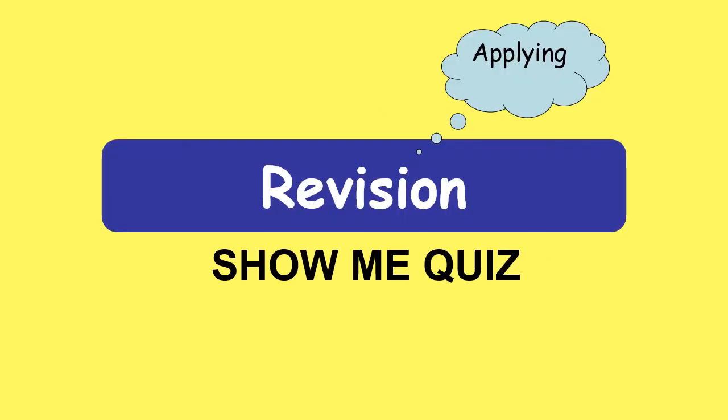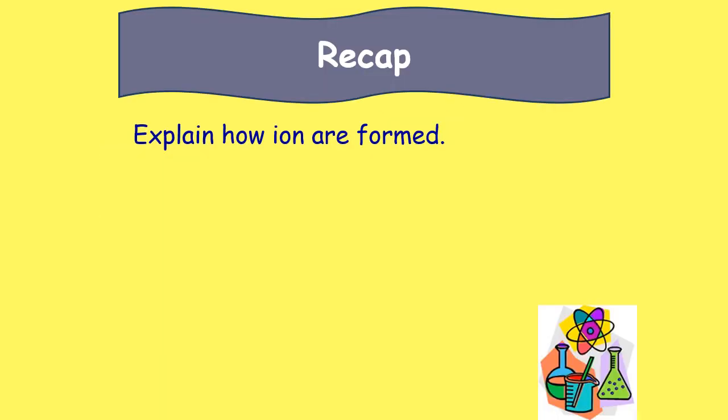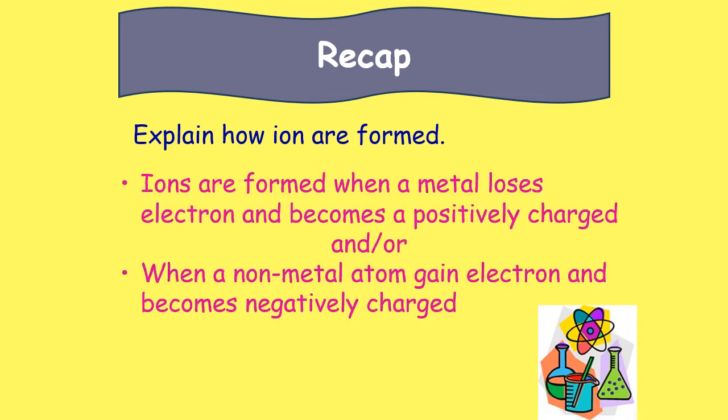So now we've got some revision questions. How are ions formed? What is it that has to happen for an ion to form? Well, the answer for this is ions are formed when a metal atom loses an electron and becomes positively charged. Or you could have said when a non-metal atom gains an electron and becomes negatively charged. Remember, metals lose electrons, become positively charged. Non-metals gain electrons, become negatively charged.